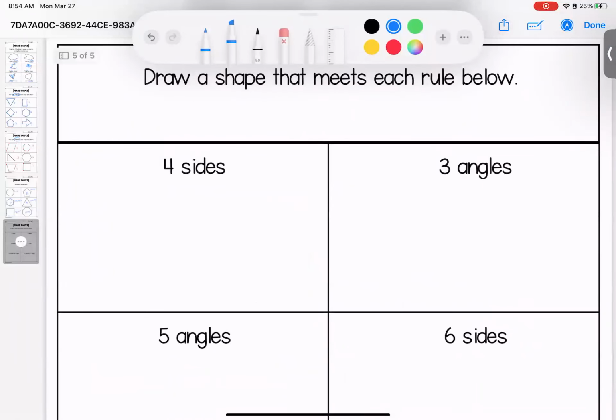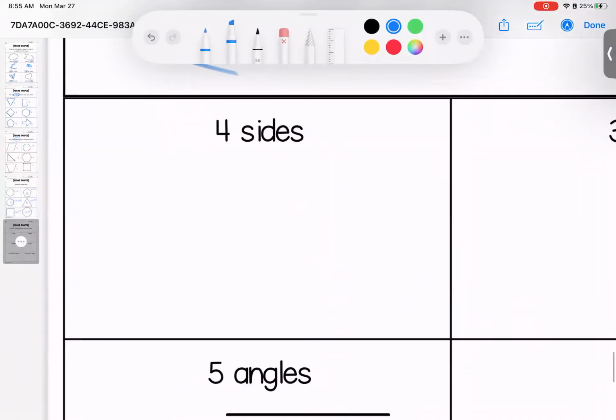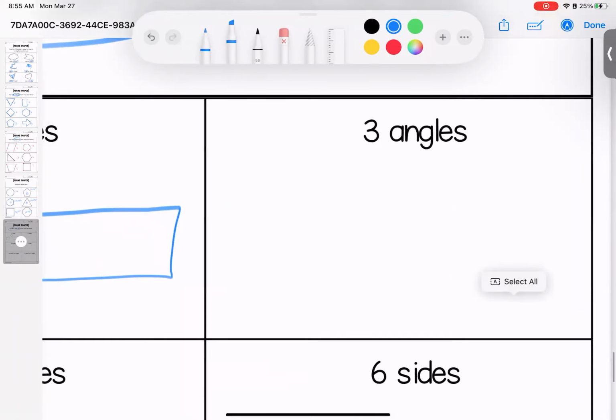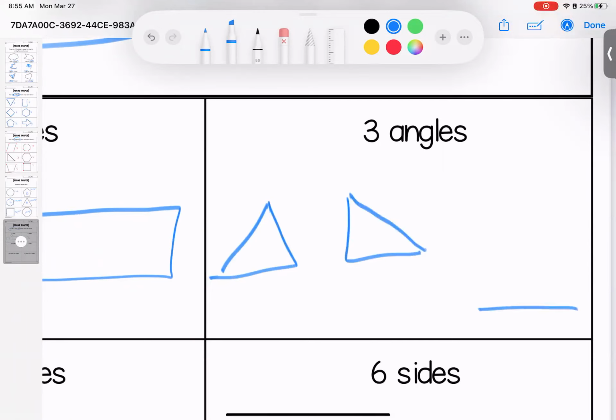All right, love bugs, our last page where you are going to draw a shape based on the rule below. So we have some options. For four-sided, I could draw a square. I could draw a rectangle. I could draw a diamond or a rhombus. As long as it has four sides, it counts. Over here, I have three angles, which is going to be a triangle, but we know the cool thing about triangles is they can look very, very different. So as long as it has three sides, it works.